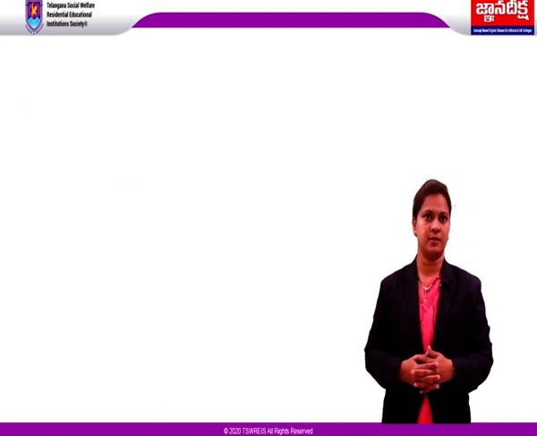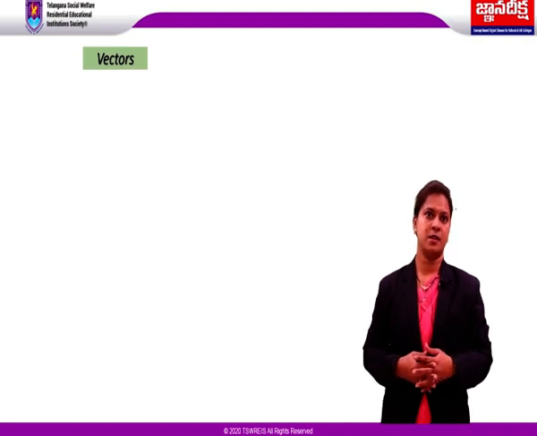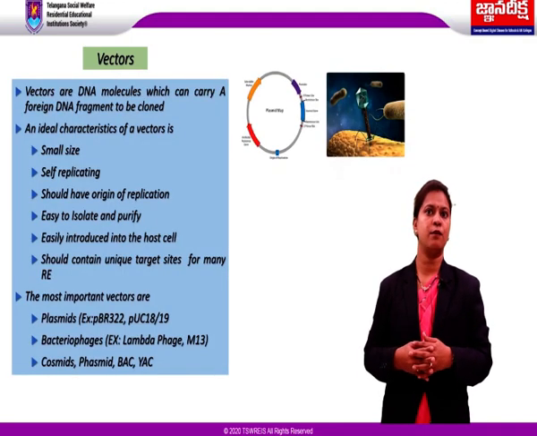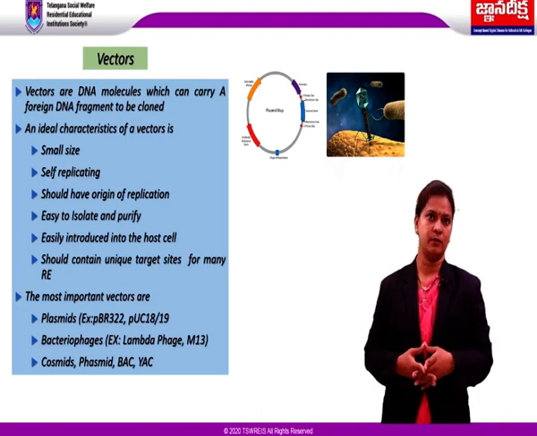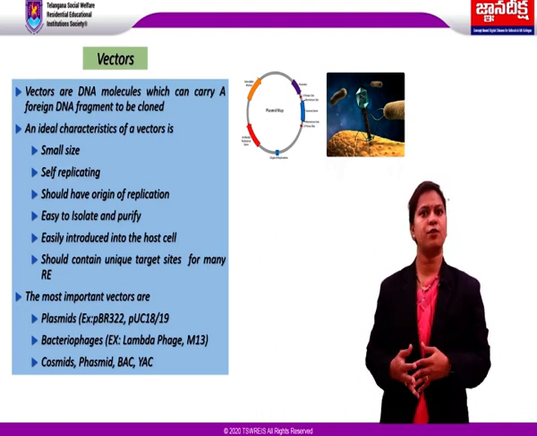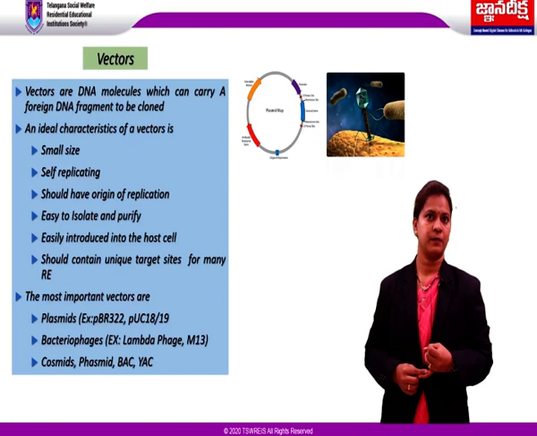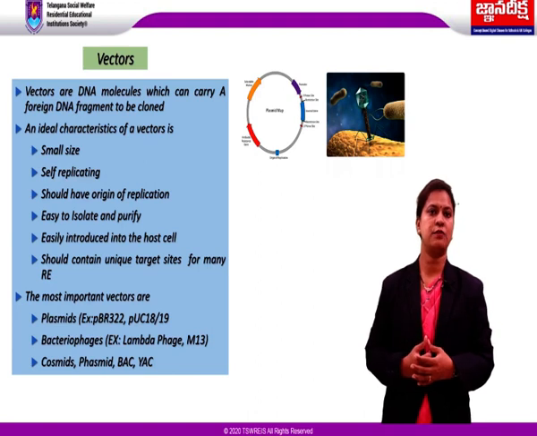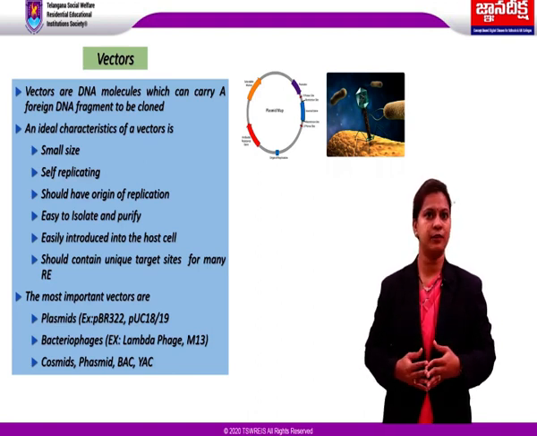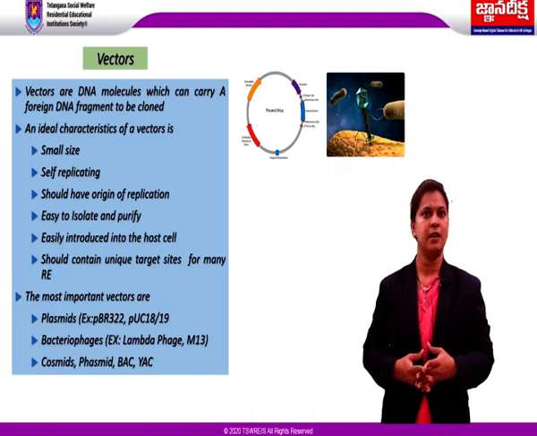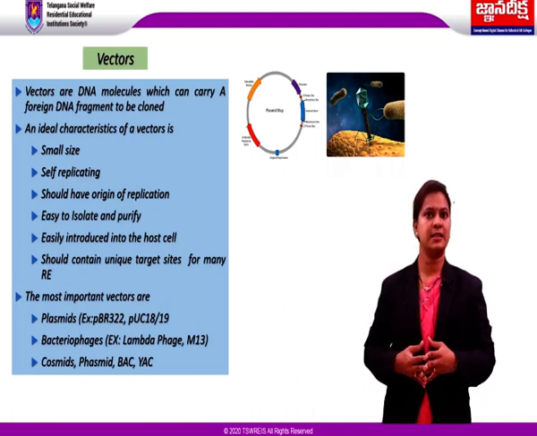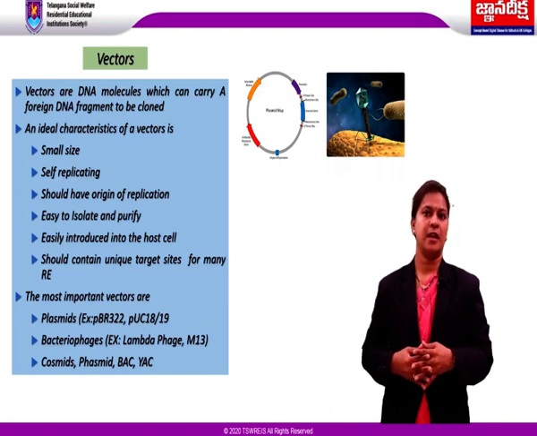Next, talking about vectors. Vectors are going to play a very important role in genetic engineering. Vectors are DNA molecules which carry a foreign DNA fragment to be cloned. What are the ideal characteristic features of vectors? Vectors should be small in size, should have an origin of replication, should have the ability of self-replicating, be easy to isolate and purify, be easily introduced into the host cell, and should contain unique target sites for many restriction enzymes.